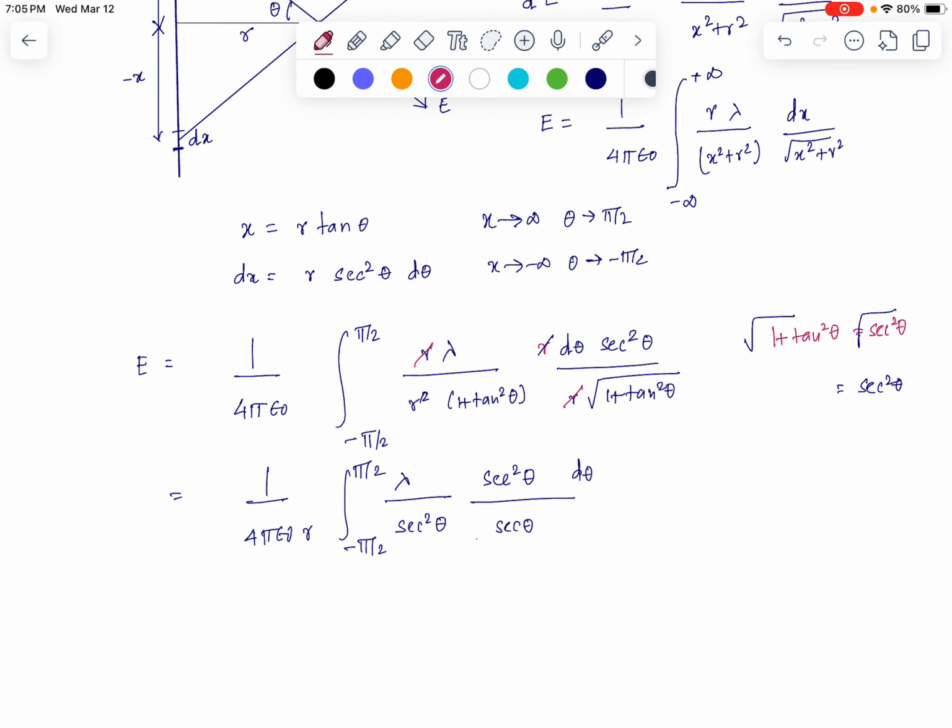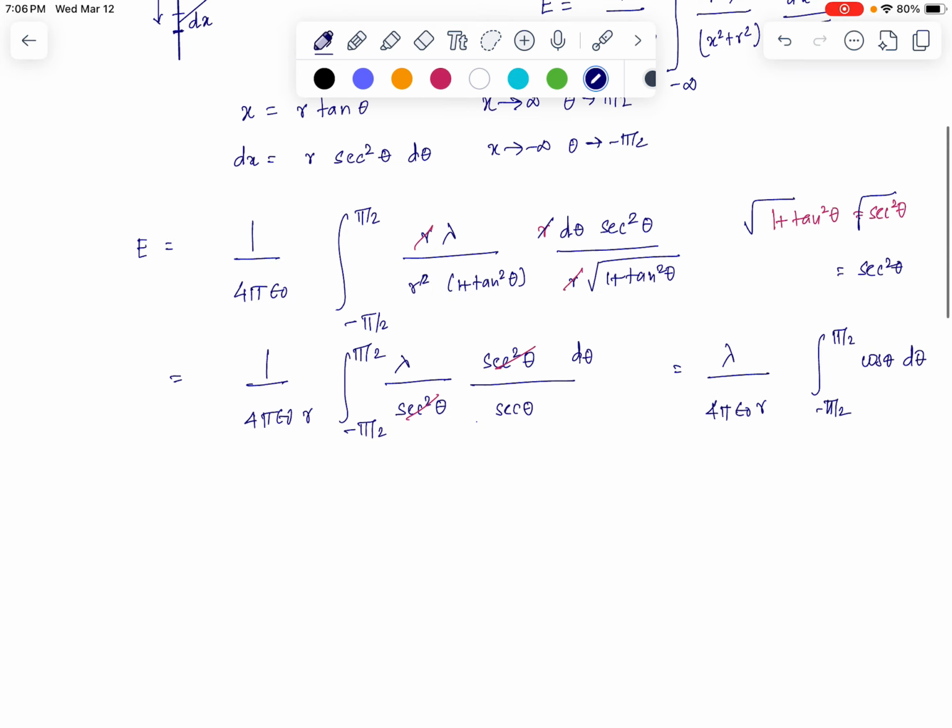So very easily we see that secant square theta cancels out and 1 over secant theta is cosine theta. So we can write this as lambda divided by 4 pi epsilon 0 r, integral from minus pi over 2 to pi over 2 of cosine theta d theta. And that is nothing but lambda divided by 4 pi epsilon 0 r times sine theta, because the integral of cosine theta is sine theta, from minus pi over 2 to pi over 2.